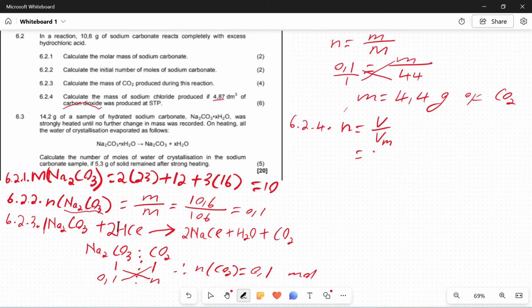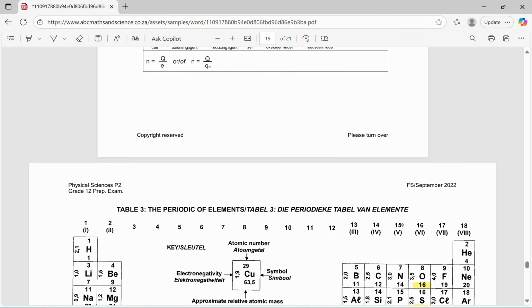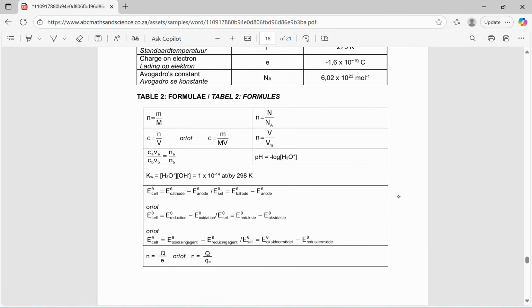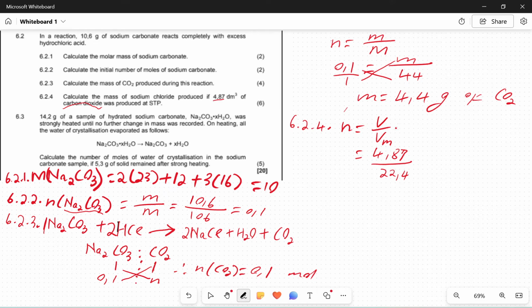Okay, so we'll say 4.87 divided by our molar volume. Remember, I said this one is a constant, which is 22.4. If you forget it, you can just go to your formula sheet. Let me just scroll down and see where it is. Here it is. Can you see it? Molar volume, and it's 22.4 if you forget it. Right, now let's move on by calculating this value.